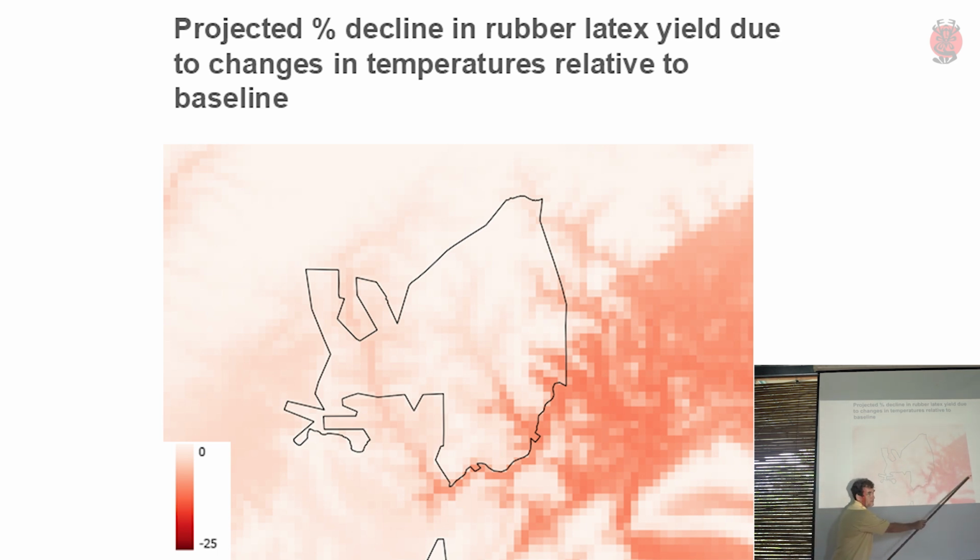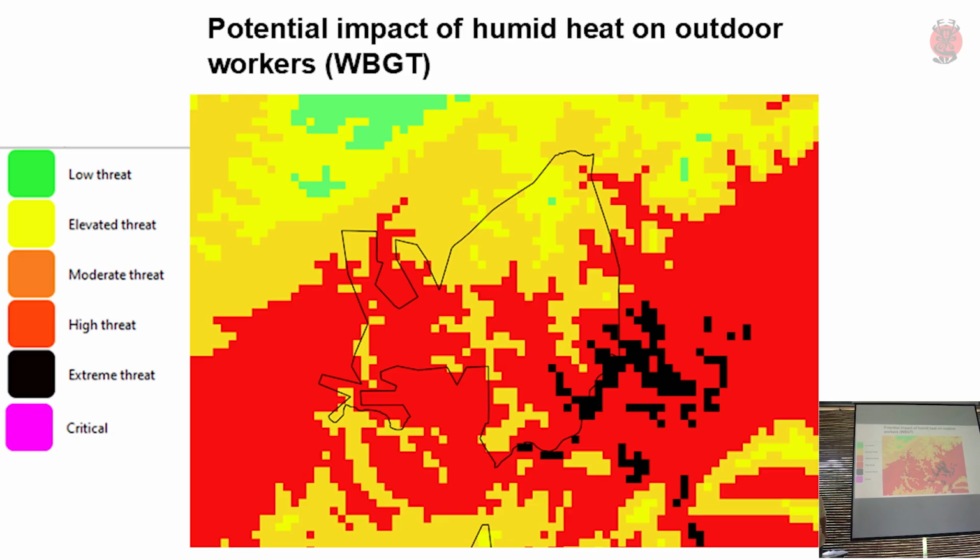Other areas, Turuk, okay? How heat is going to impact the workers. So again, exactly the same map as yesterday. Wet bulb globe temperatures, the scale. You can see Bornean falls within a high, moderate, elevated, with some areas in the extreme.